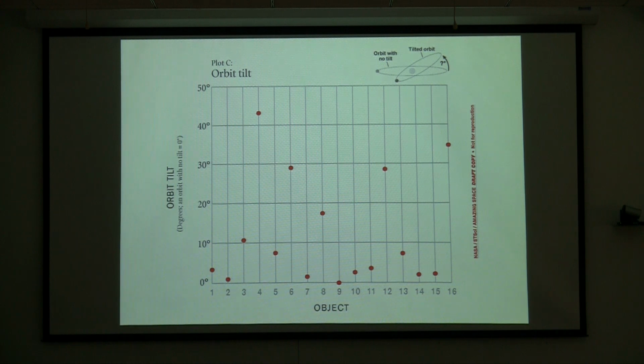Plot C, please. Orbit tilt. You there in the pink, you caught my eye. Can you tell me something about orbit tilt? Just one thing. Notice I asked for just one thing and let it be anything, because some people are afraid to speak up. My technique to get them to speak up is to say, just give me anything as small a nugget as you can.